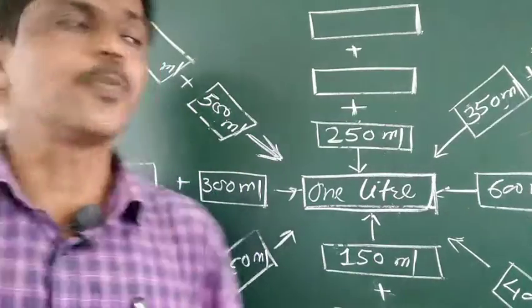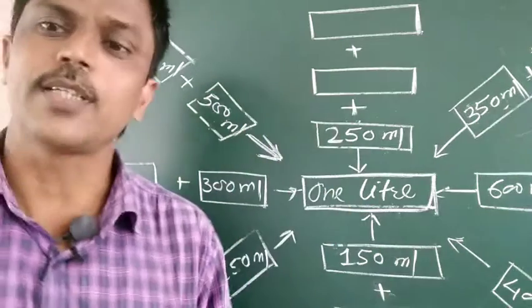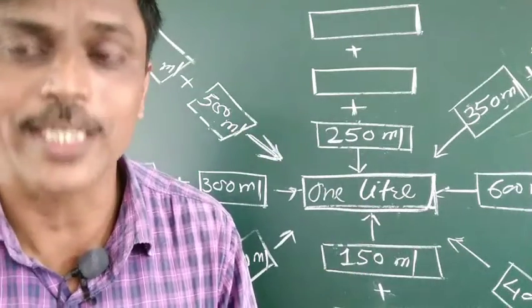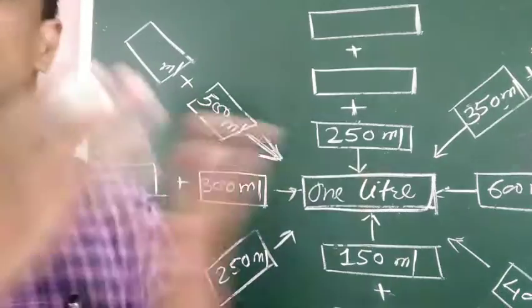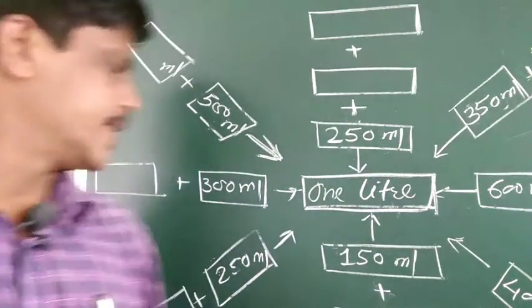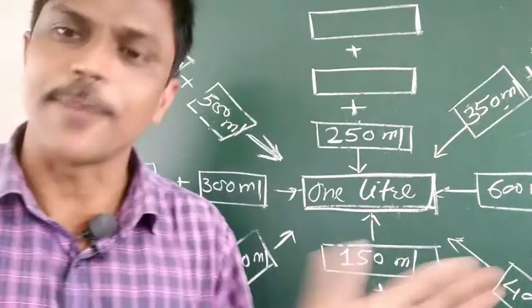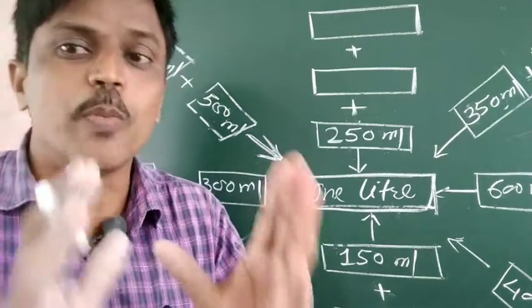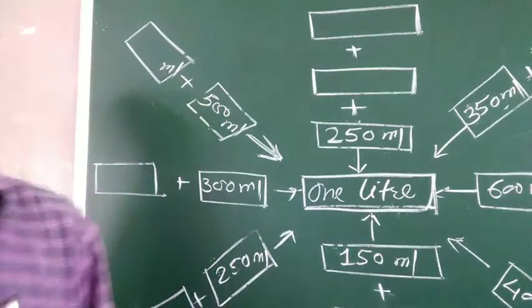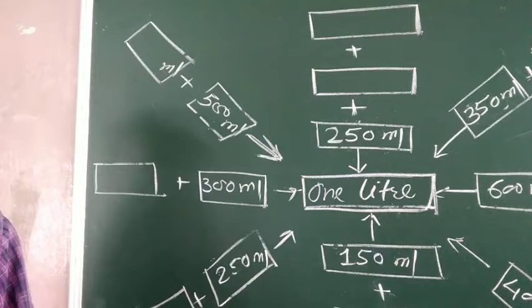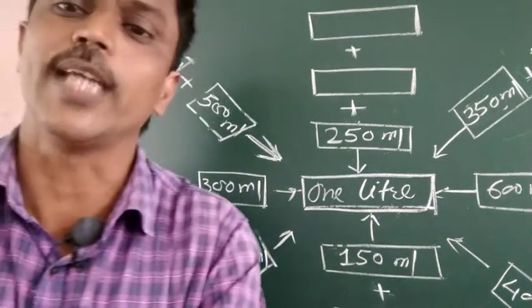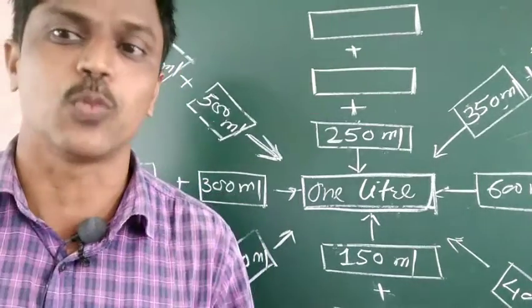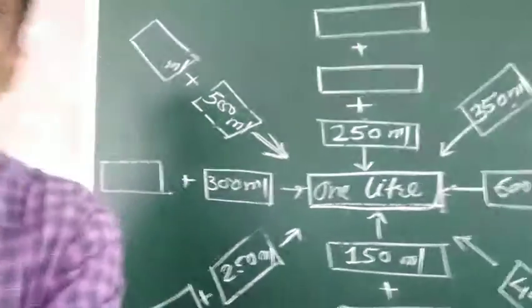And in each part, the number of boxes is different. In some parts there are only 2 boxes, in some part there are 3 boxes, and in some part there are 4 boxes. Okay. Now we have to make them equal to 1 liter. अब हमें उनको क्या करना है बेटा? 1 लीटर के इक्वल बनाना है. तो आइए we will discuss about all this part one by one.